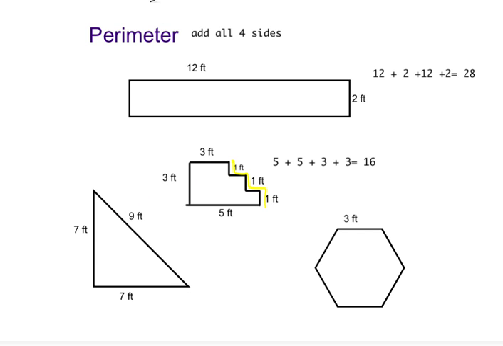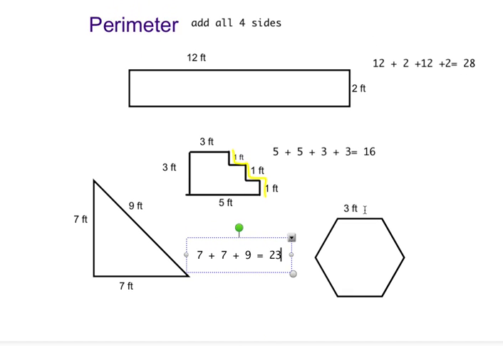If we take a look at this shape, my triangle, I add all the sides. I add 7 plus 7 plus 9. I come up with 14 plus 9 gives me 23. So my perimeter for the triangle is 23.